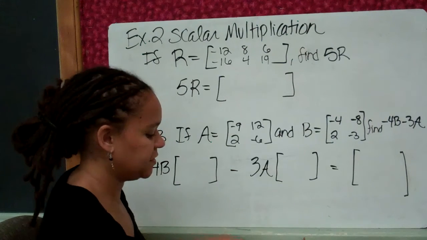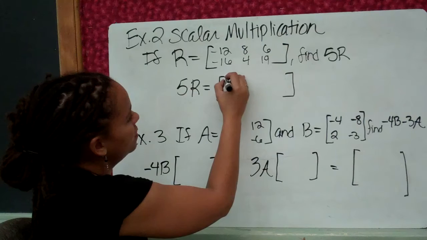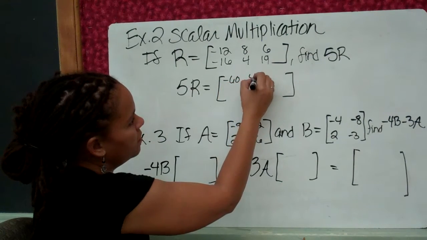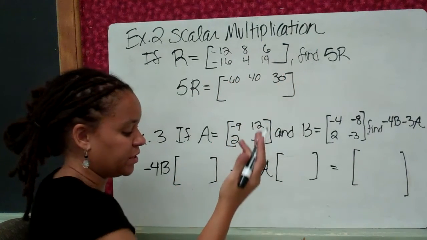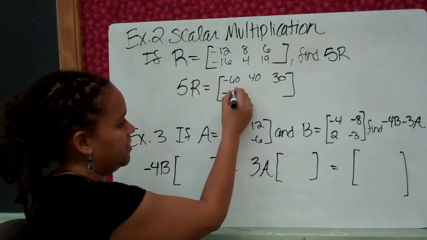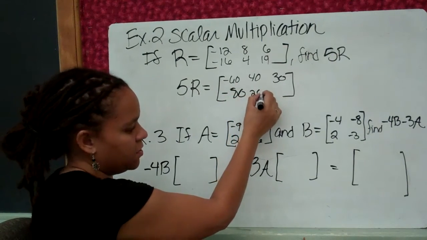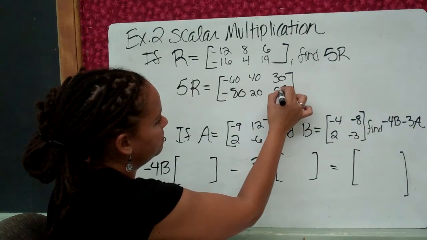So we'd have what? Negative 60, 40, 30, and so you're literally just taking negative 5 times everything. Negative 80, 20, and 95. That's it.